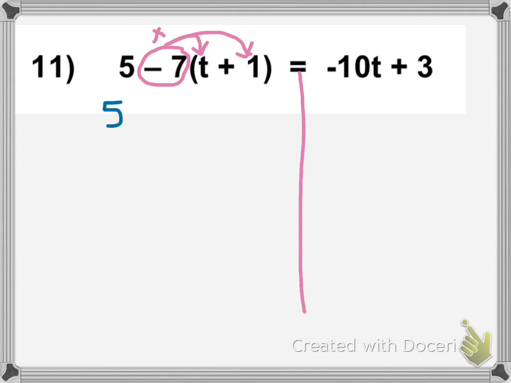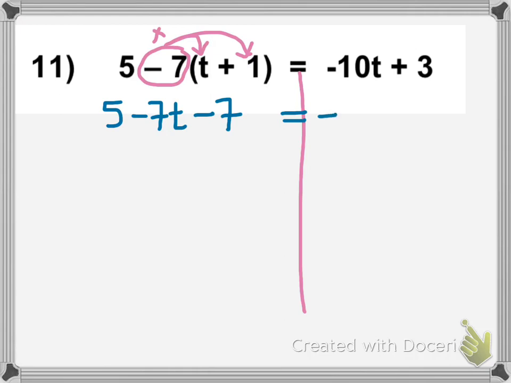All right, let's distribute. Negative 7 times t, negative 7t. Now we're going to do negative 7 times positive 1. That's negative 7. So when you're writing down a negative term, you can just write the negative as a subtraction symbol.